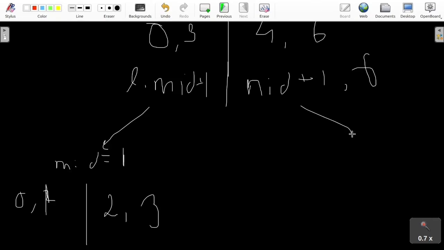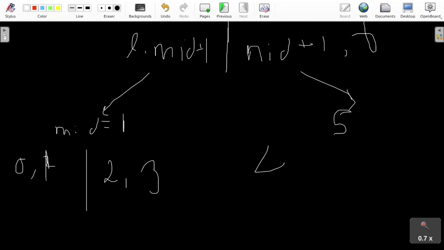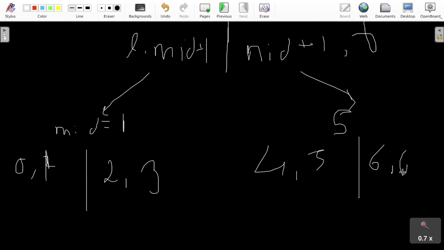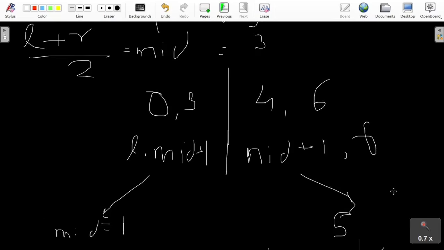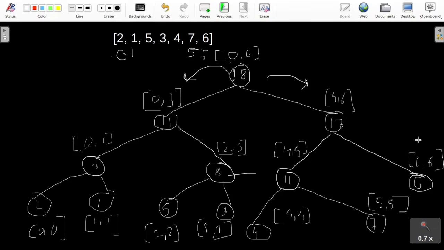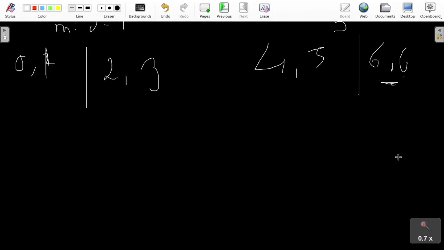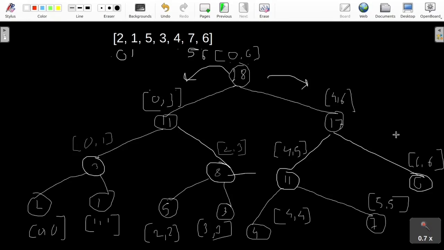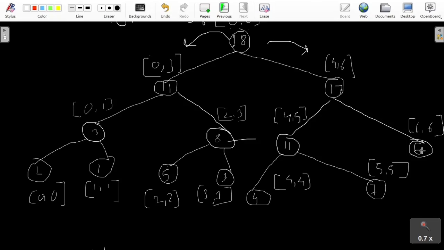And similarly for this also, 4 plus 6 divided by 2, that is 10 divided by 2, will be 5. So one call will be for 4 comma 5 and another will be for 5 plus 1, 6 comma R, 6, since here R was 6. Now you can see here our L and R become same. You will stop here, and what you will do, you will insert the value at that index, like 6 comma 6. At 6 index we have 6, so we insert a 6 in the leaf node.